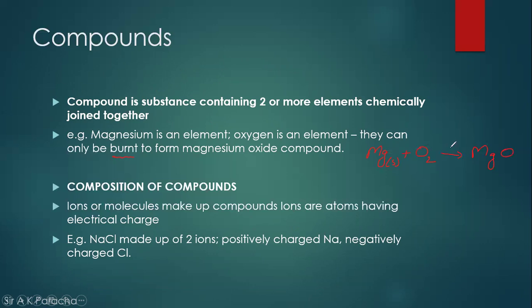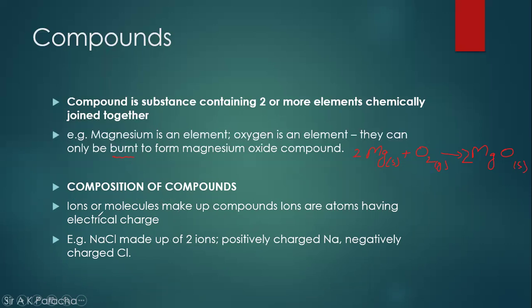Okay, and how we know this is the formula of magnesium oxide, we will discuss that as well in detail. And how we will balance this equation. Okay, now this equation is balanced. Two atoms of magnesium will react with one molecule of oxygen gas to give solid magnesium oxide.